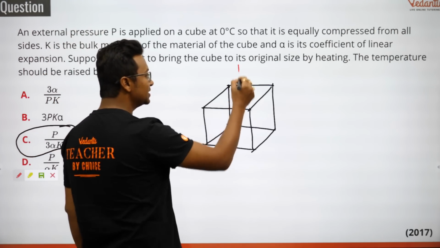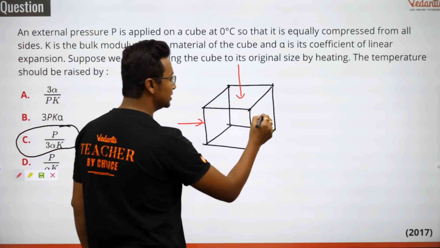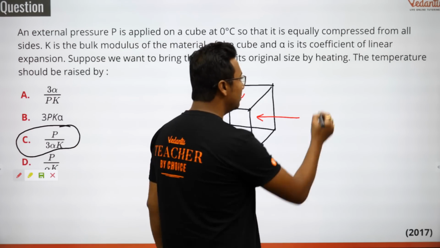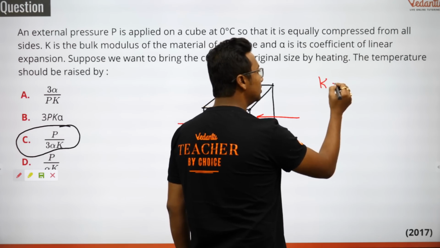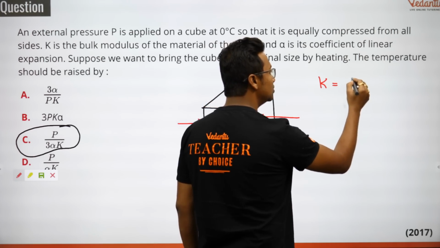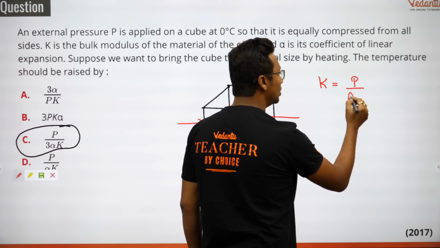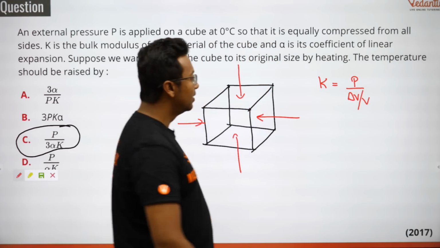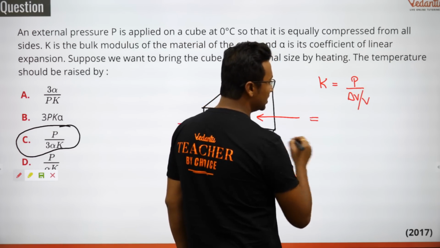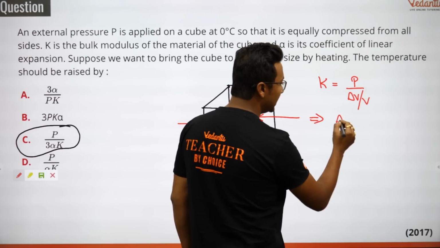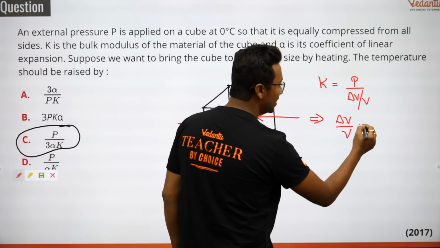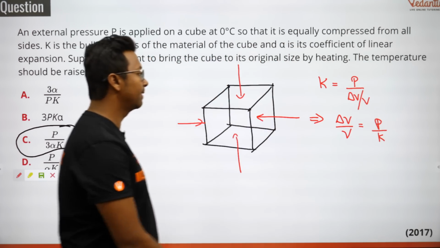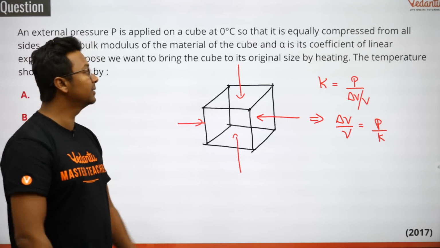Chalo, now pressure was applied in all directions. Now what do we know? Bulk modulus is equal to P into V by delta V, which tells me from this equation I can conclude that my delta V by V will be equal to P divided by K. Alright, this is for the compression part.